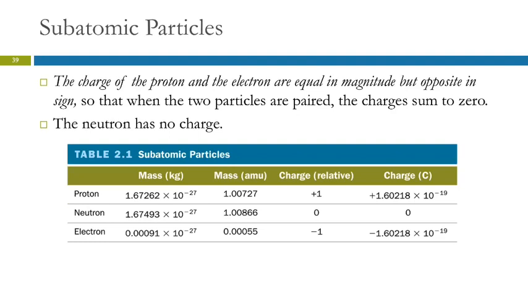Some of these particles are charged. The proton has a charge and the electron has a charge. And we can measure their charges in coulombs. Proton is plus 1.60218 times 10 to the minus 19 coulombs. An electron, same crazy number, opposite in sign. In chemistry, we really don't need that actual number. What we need are the relative charges, easier to remember, +1 and -1.